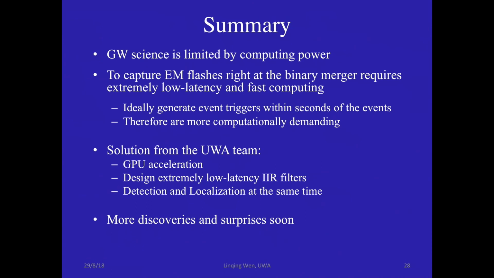Anyway, so in summary, supercomputing power is important for gravitational wave science. And we really want to capture the electromagnetic flashes right at the binary merger. So that means we need to be fast, online. That gives you more demand on computing power.